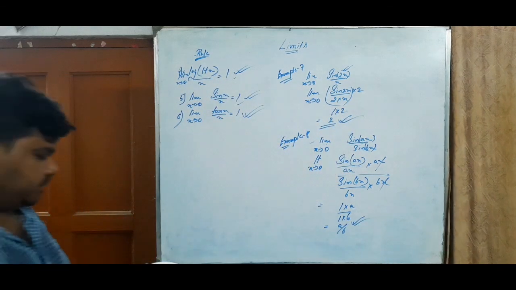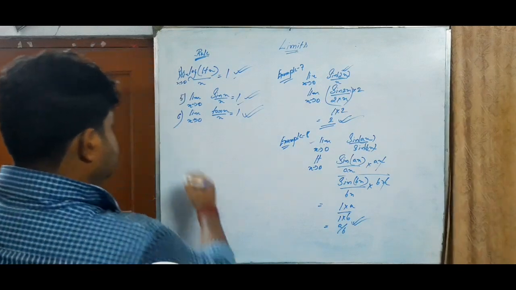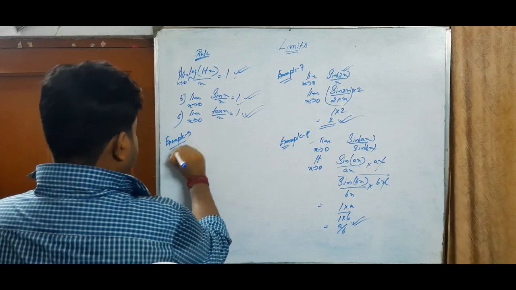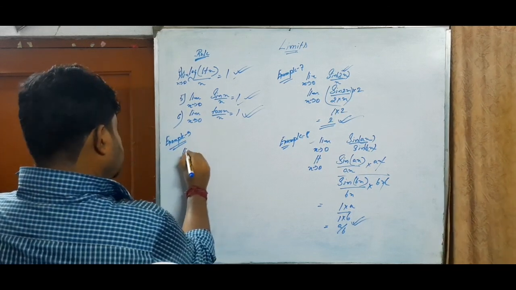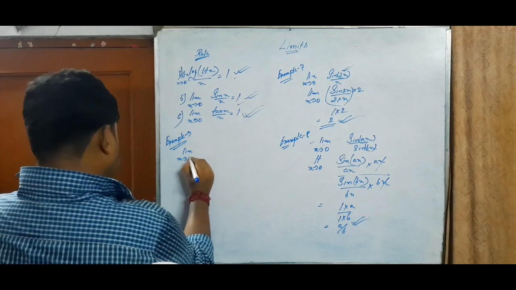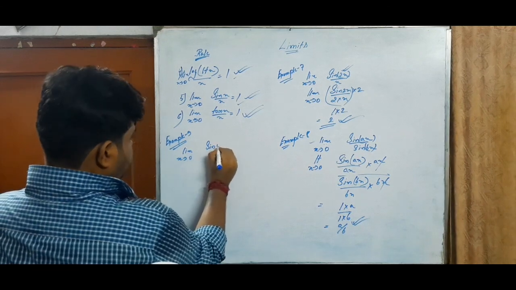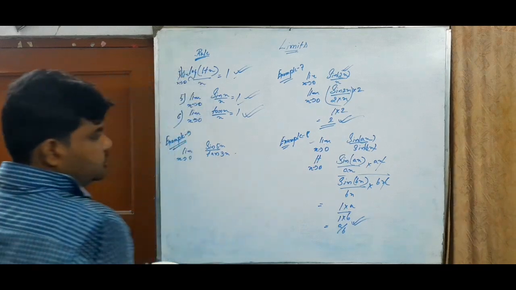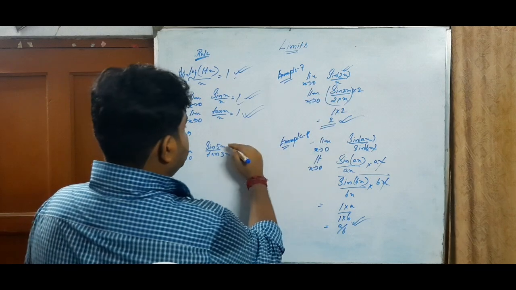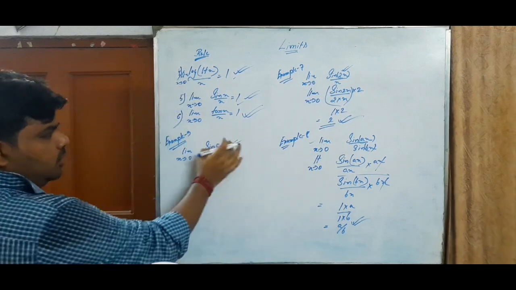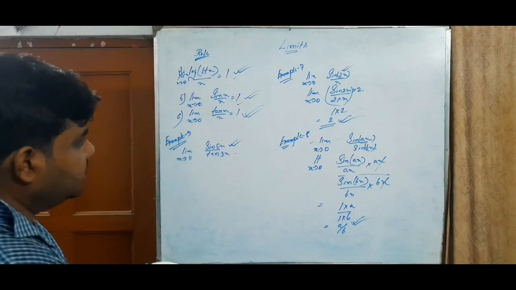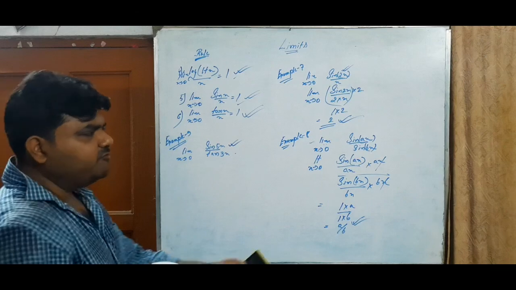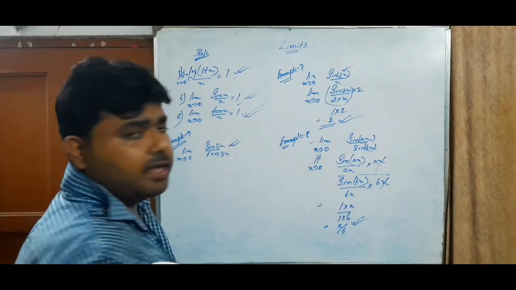As simple as that. The last example of this video, example 9. Limit x tends to 0, sine 5x by tan 3x. Okay. So we have done all these examples with the help of sine. Now in case of tan x, same formula: tan x by x equals 1. So we will have to do the same thing we have done in the earlier examples.